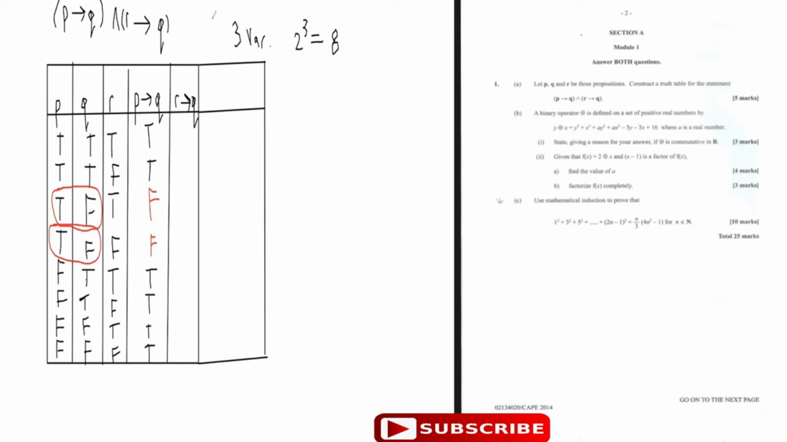Nice. Then for R implies Q, the only time it's going to be false is when R is true and Q is false. So R is true and Q is false. Right here again, R is true and Q is false. So these are the only two places. Let's write that it's going to be false here and it's going to be false here. Everywhere else is true.